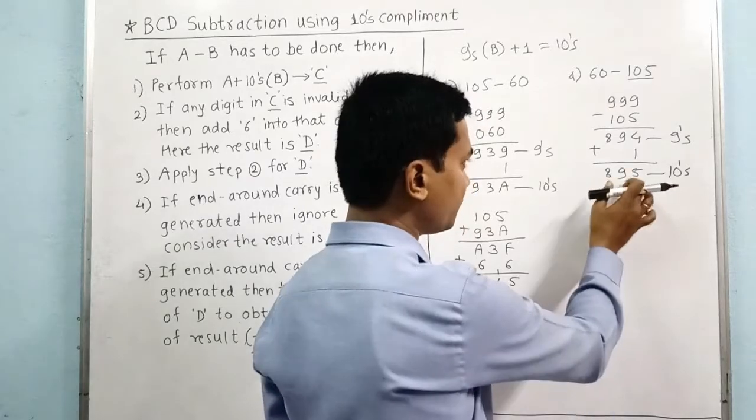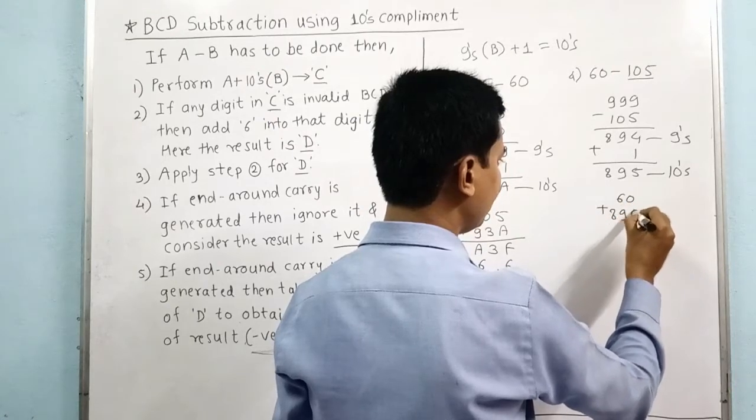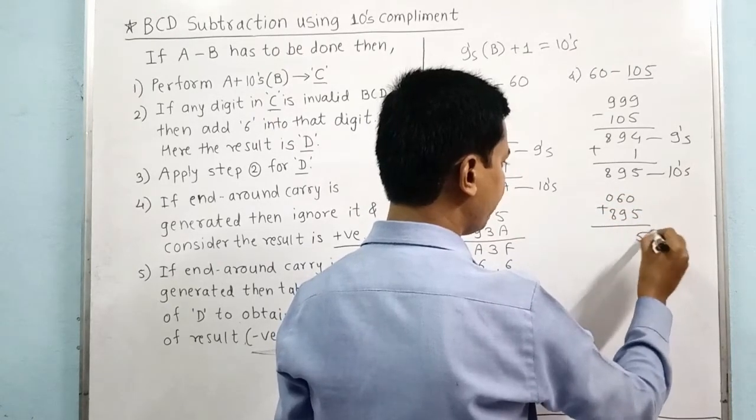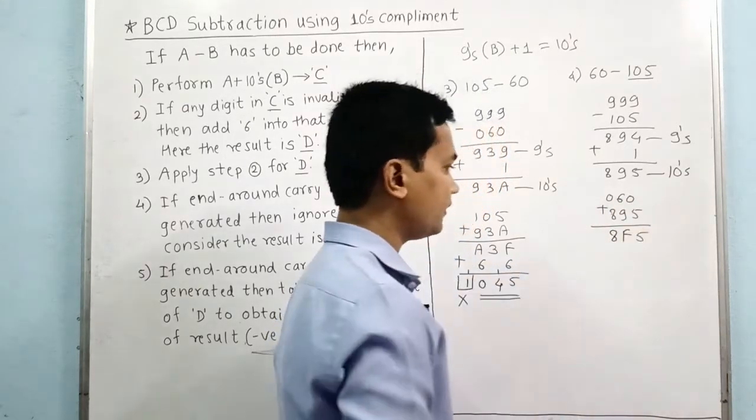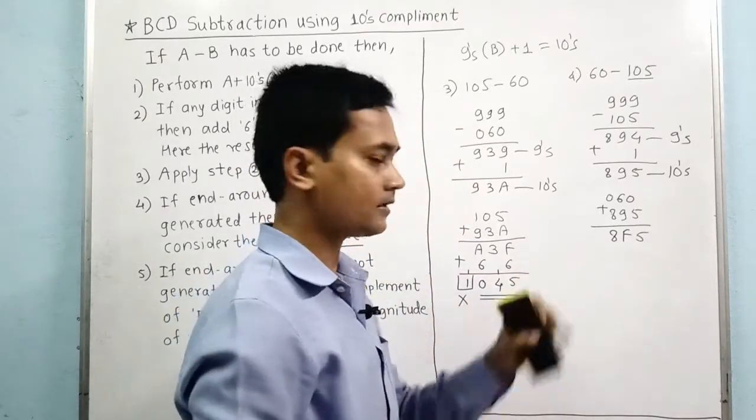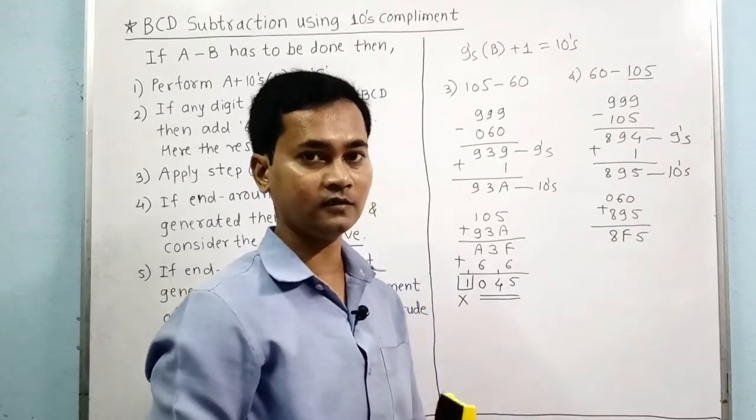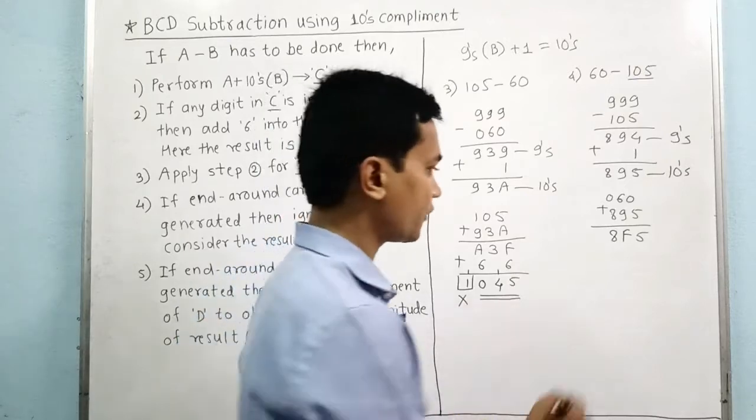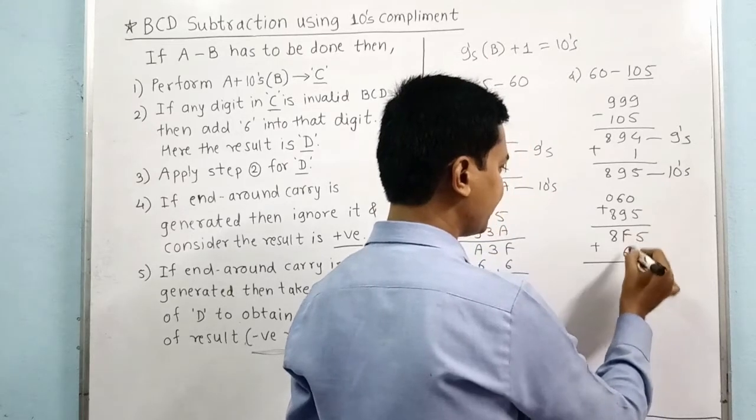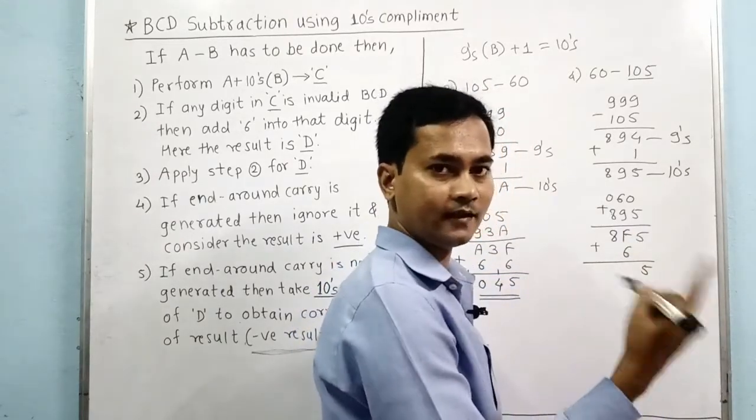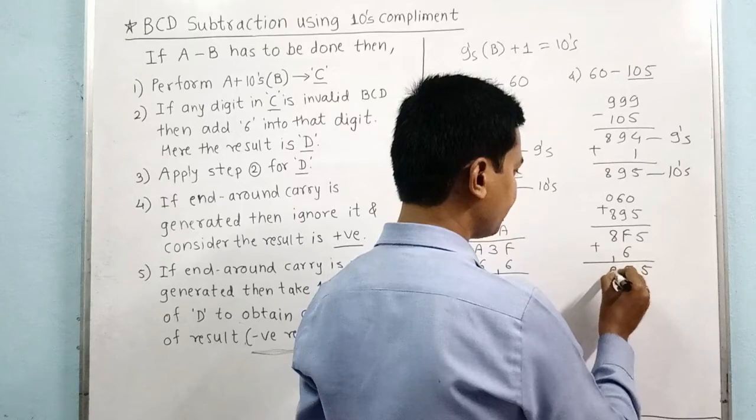So add this tens complement into the minuend, that is 60. So 60 plus 895. 5, 9 plus 6 is 15, which means F. 8 plus 0 is 8. The next step is to check whether all the digits are in proper BCD format or not. Here F is not a BCD digit, so we have to add 6 into F. So add 6 here. 15 plus 6 is 21. 21 in hexadecimal is 15. Carry 1, summation 5. 8 plus 1 is 9.